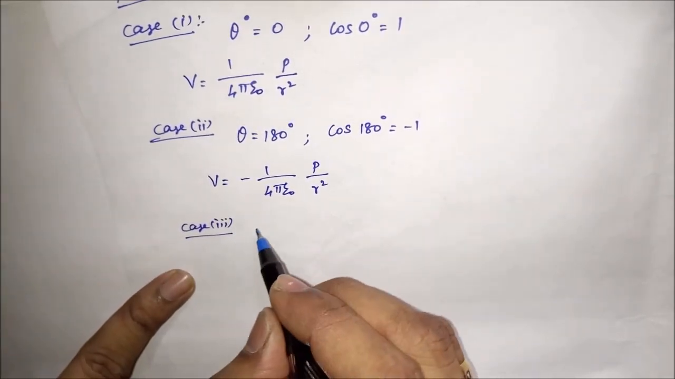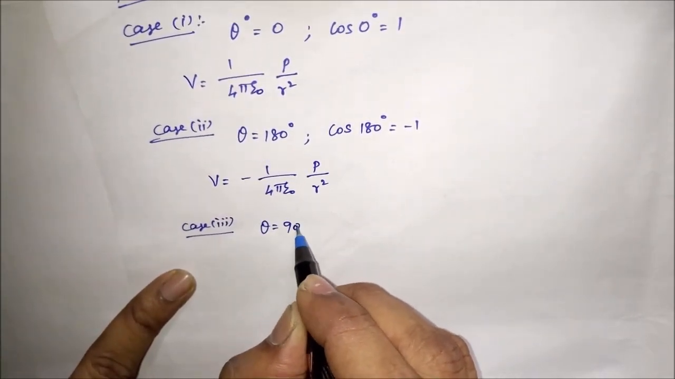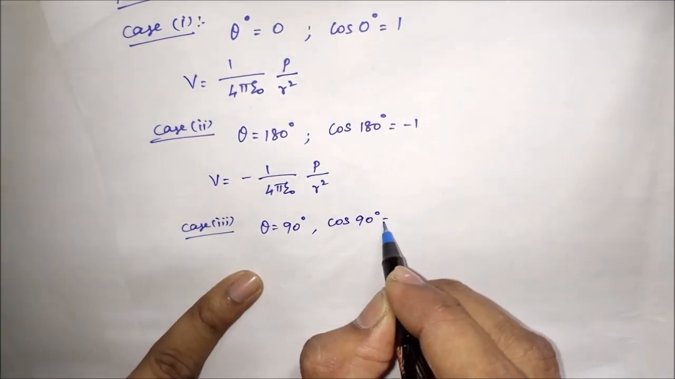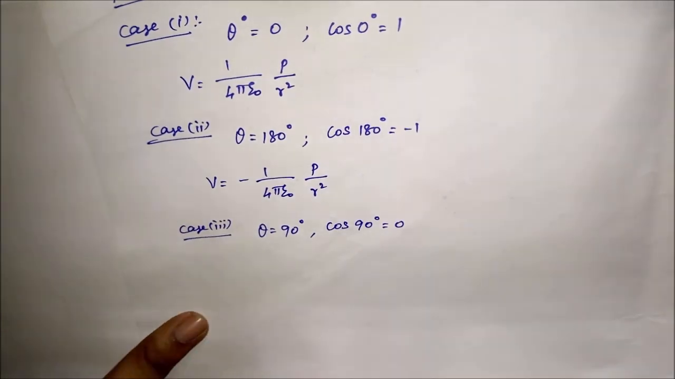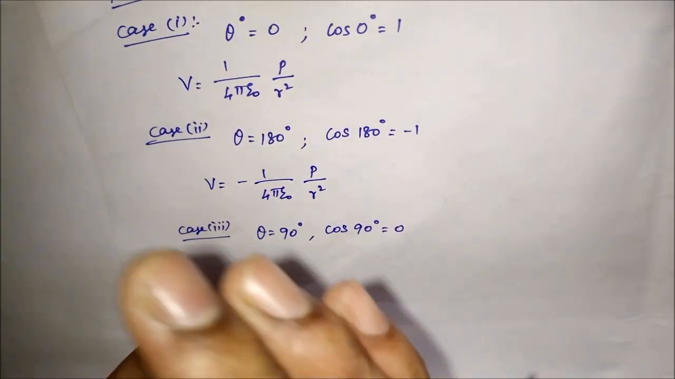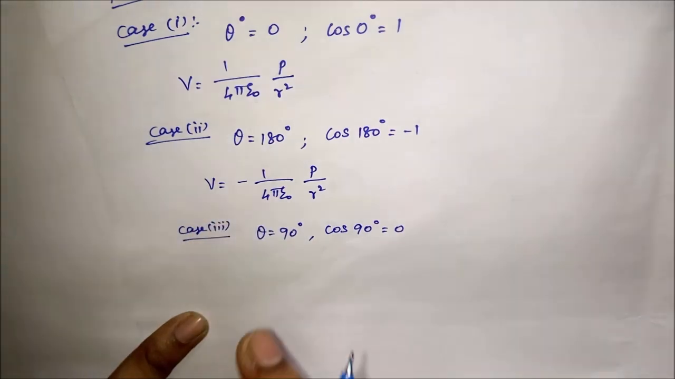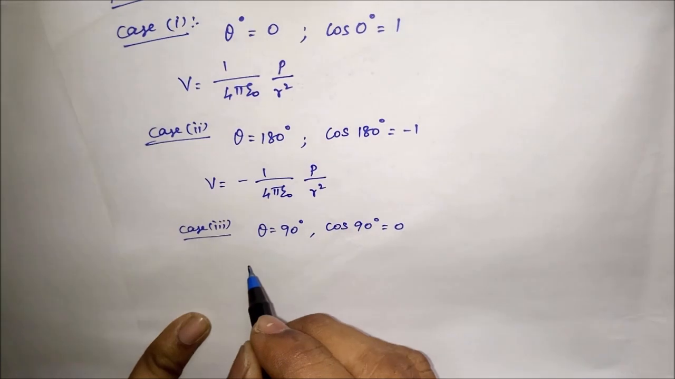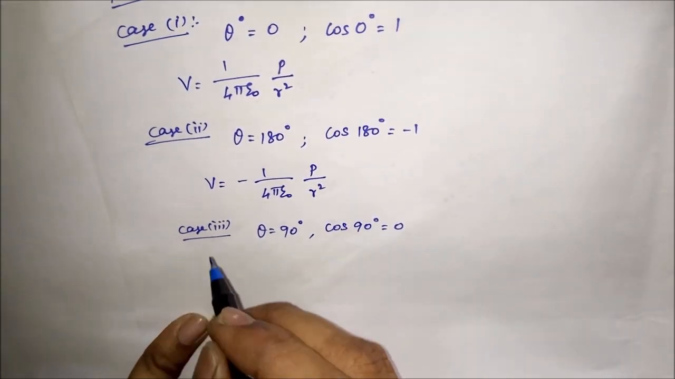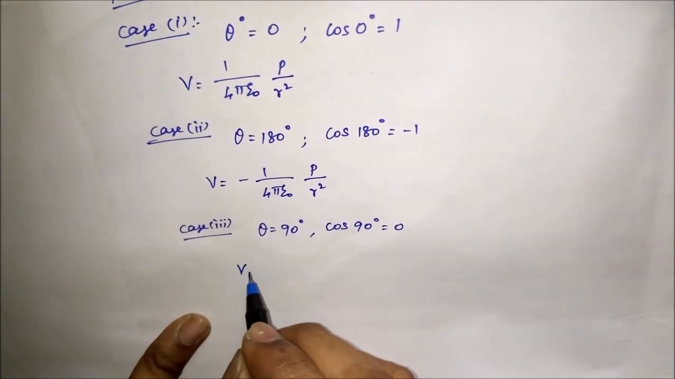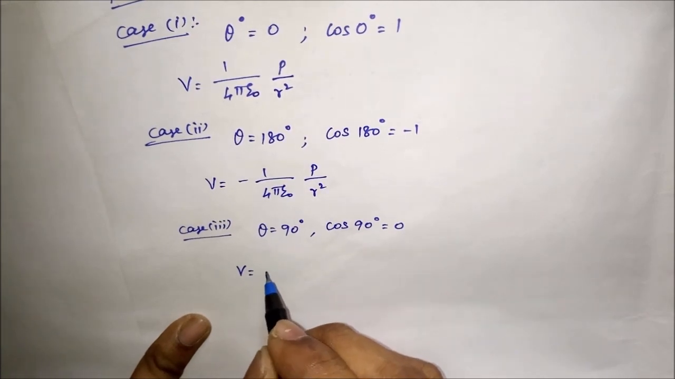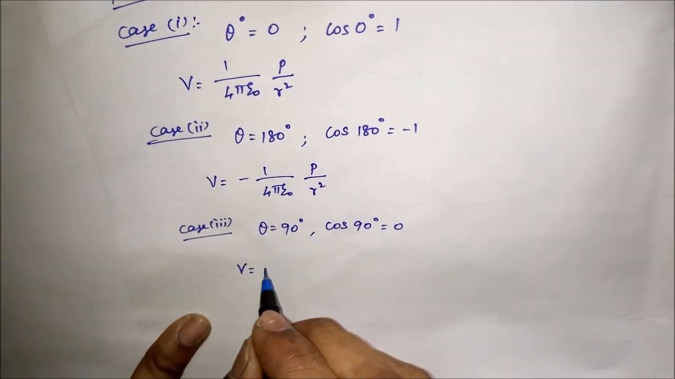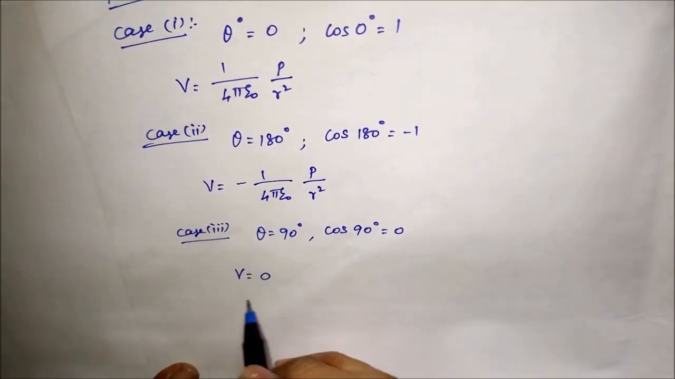Case number 3: if theta is equal to 90 degrees, which means the external point is considered perpendicular to the dipole. So cos 90 degrees is equal to 0. Now V, when you substitute the 0 value here, 0 into anything becomes 0. So the total potential becomes 0.